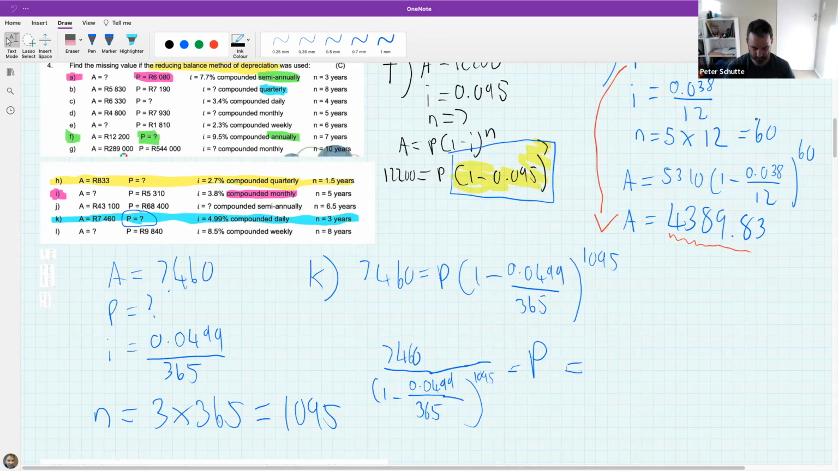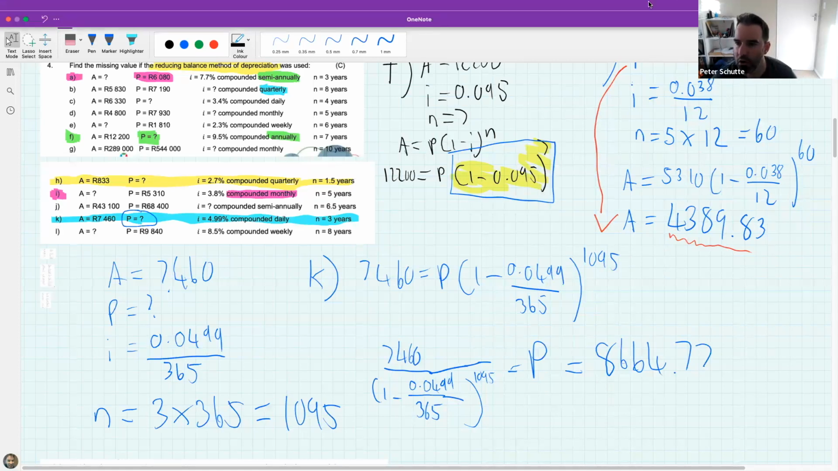So what are we getting? I just zeroed out my answer, so I have to do this again. 1 minus the rate over 365, to the power of 1095. And we get 8664.77. Okay, awesome. I think that we are good.